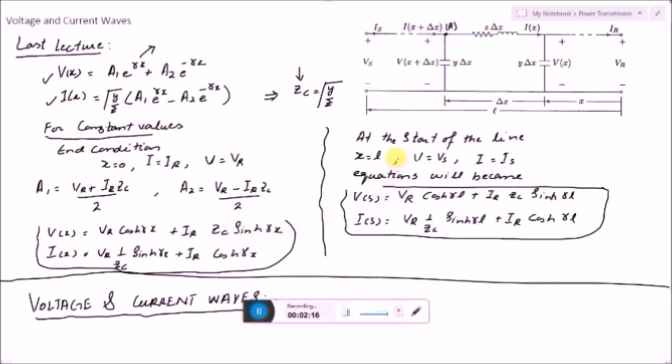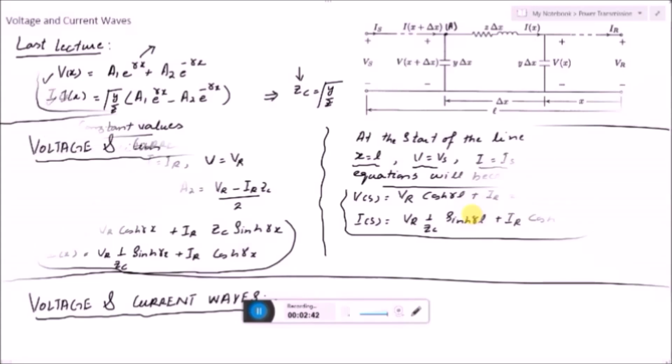Later, to find the voltage and current values at the start of the line, we took x equal to L, and the voltage was equal to Vs, the current was equal to Is. So the final equations were Vs is equal to Vr cosh gamma L plus Ir Zc sinh gamma L. Gamma was the propagation constant, L was the length of the line, and IR was the load current, Zc was the characteristic impedance. So these two equations we found at the end of the last lecture.